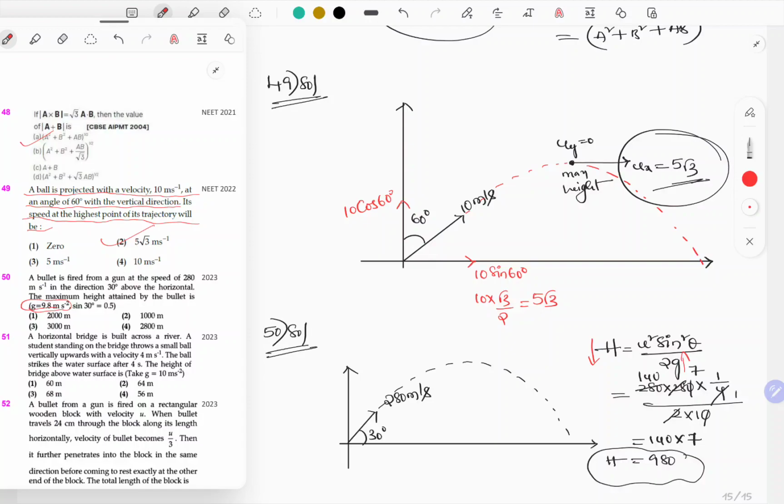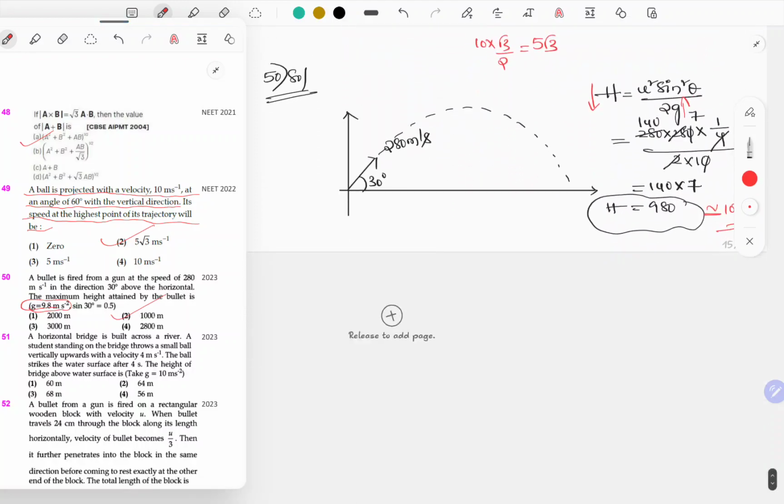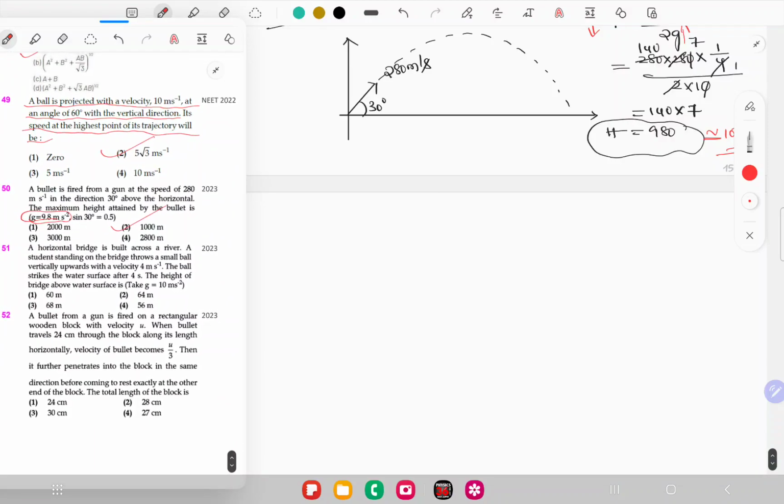That is how you have to imagine. Then the answer is going to be approximately 1000 meters. So which option matches correctly? Option B matches perfectly. Hope you understood, guys. Try to understand the representation, how I approximated it here. Next, look at question number 51.